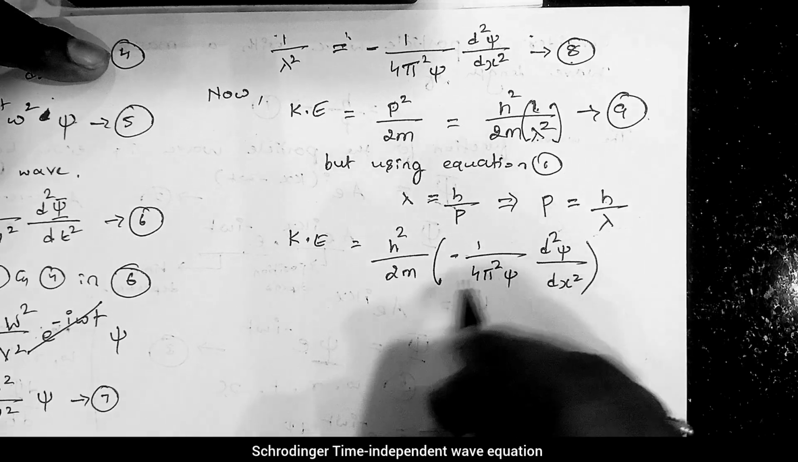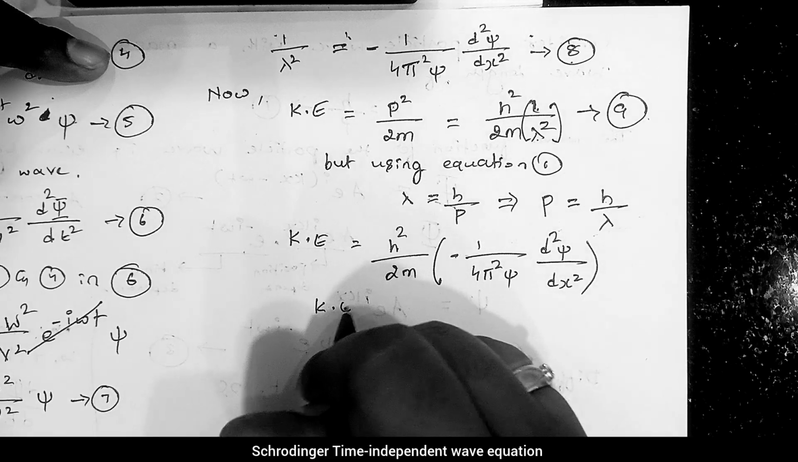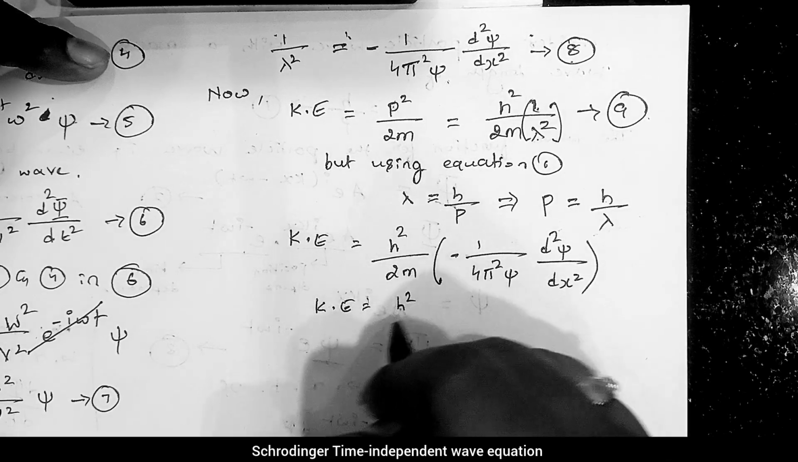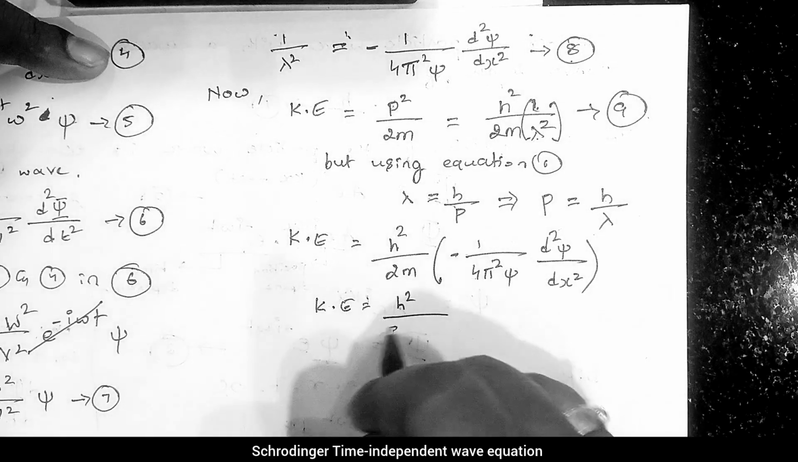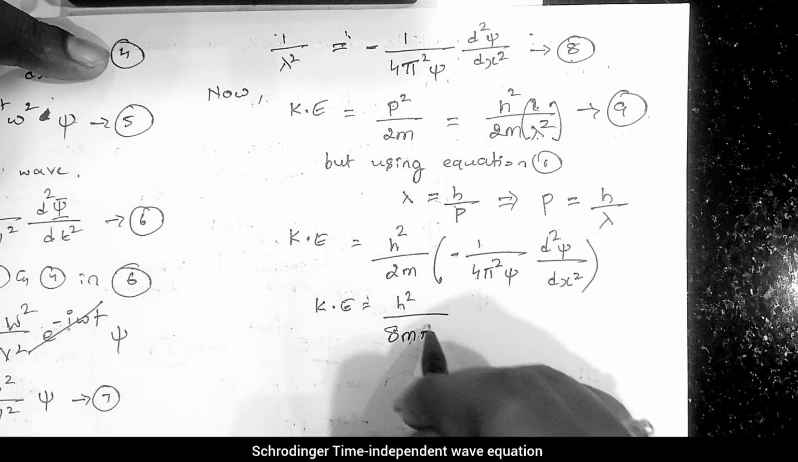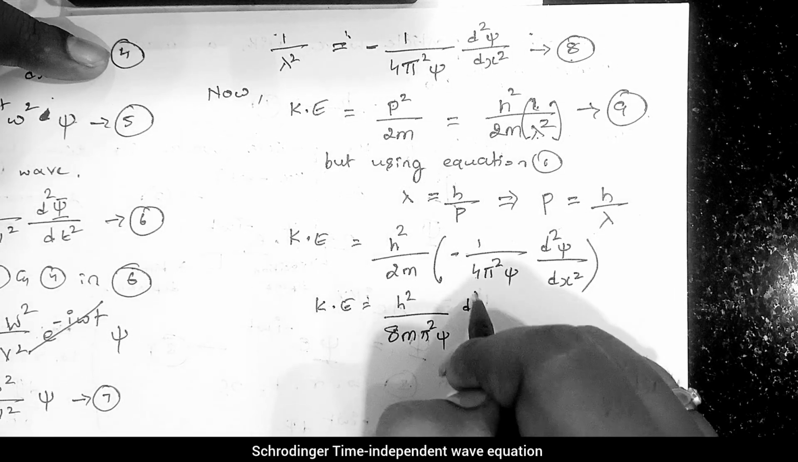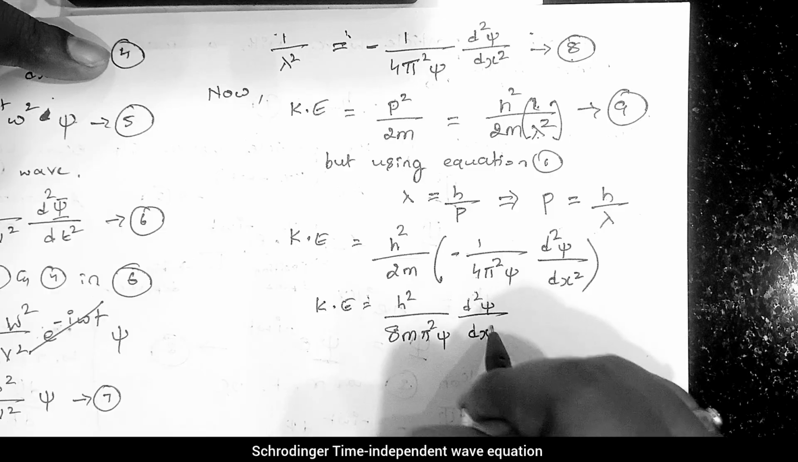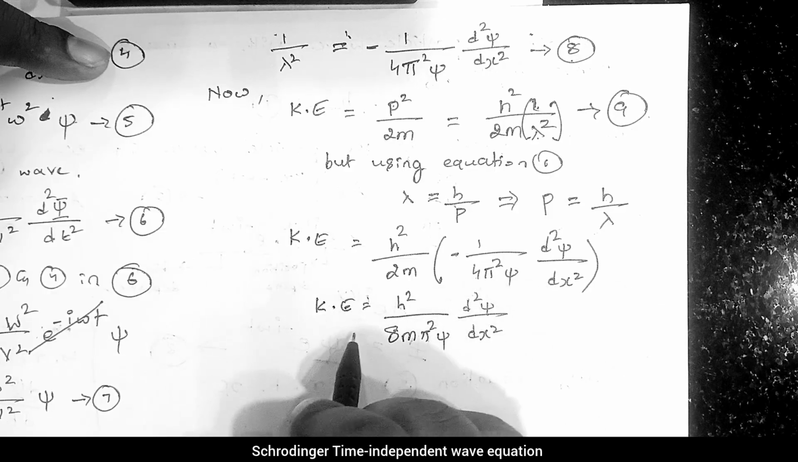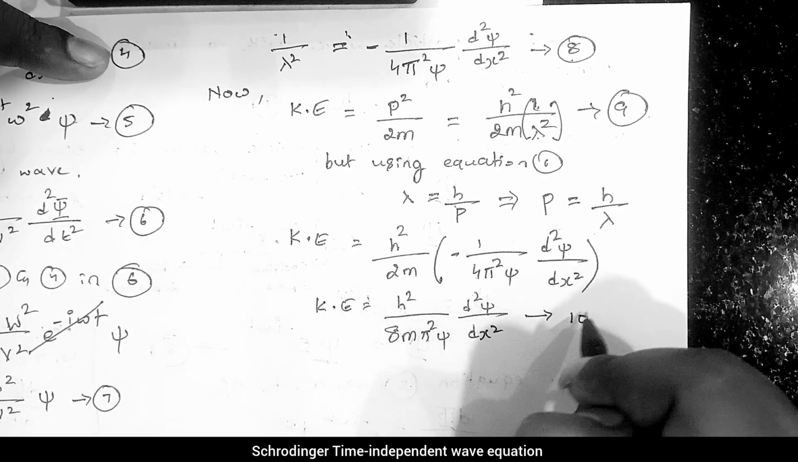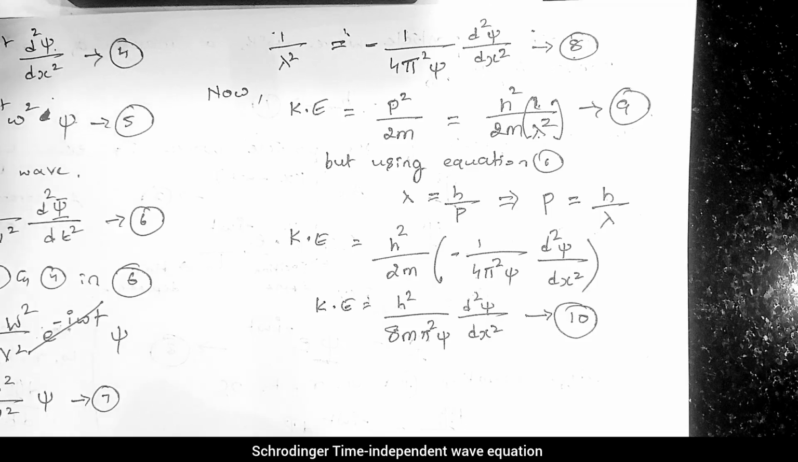Got it? Now I will be multiplying this one. Kinetic energy is given by h square divided by 8m pi square into psi d square psi divided by dx square. So this is the value of kinetic energy. Take it as equation number 10.